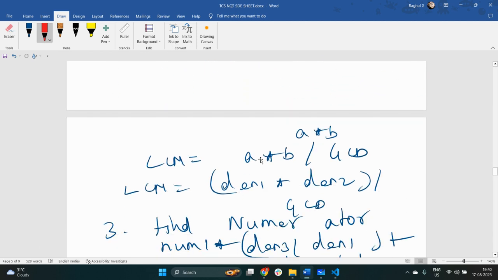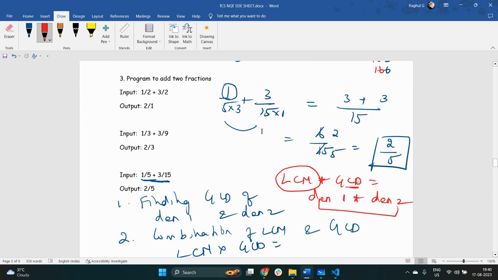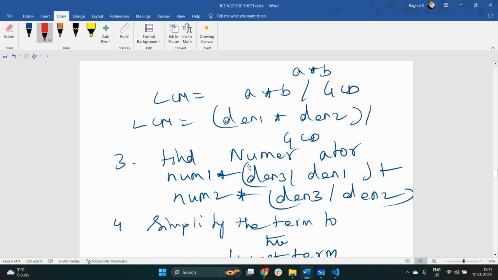Then, after finding the LCM, what am I supposed to do? So this is what the LCM is. What I've done is divide, because I have found the quotient when dividing by denominator one. So this is going to be my quotient. So I'm supposed to find the quotient. This is what I have done. I have found both the quotients and multiplied.